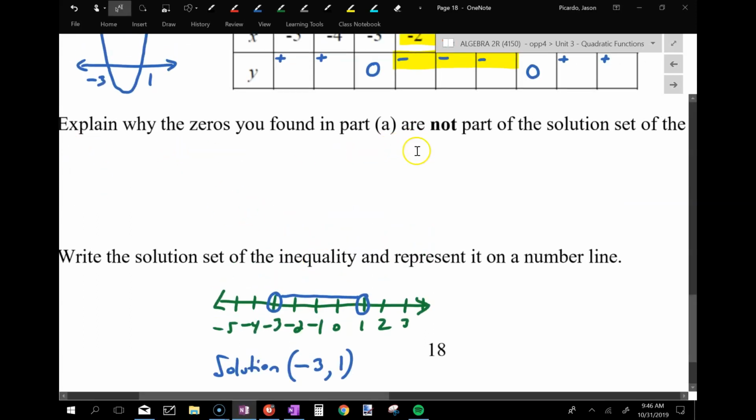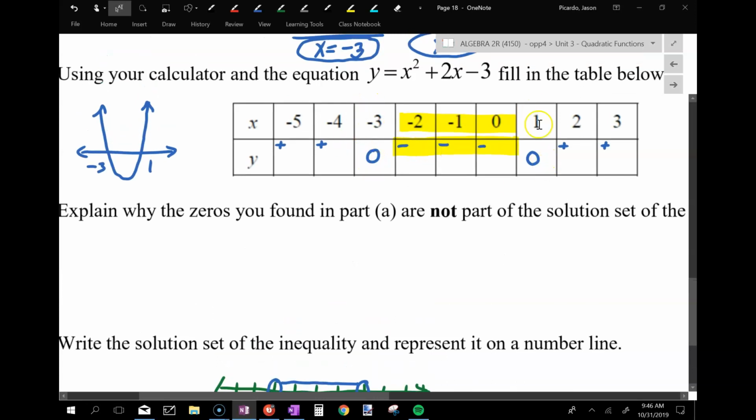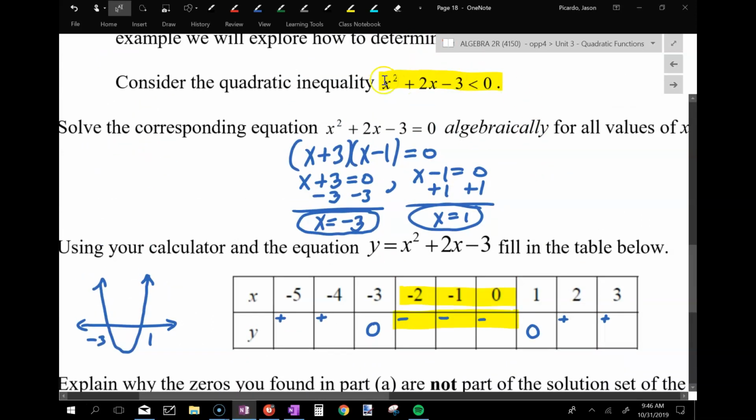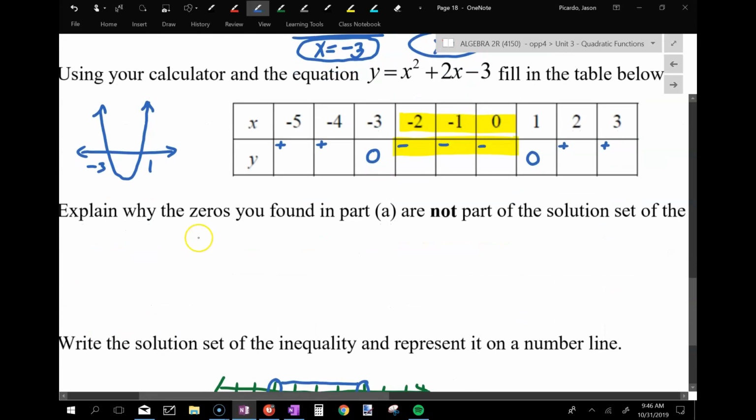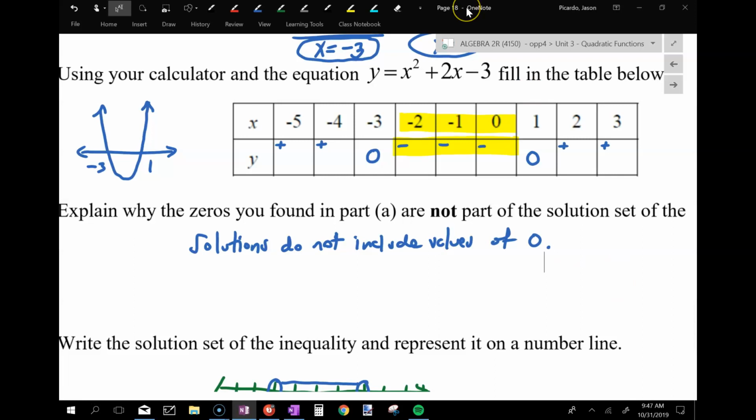Guys, explain why these values were not part of the solution set, because the inequality said I had to be what? Less than 0, never what? Never at 0, right? So the solutions do not include values of 0. They did not include values of 0. Because it said less than, not less than or equal to.